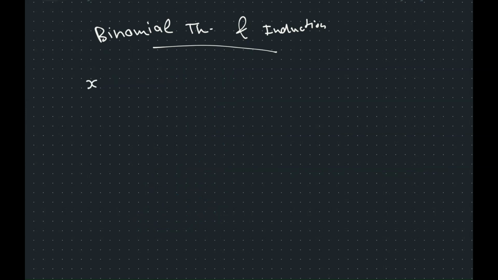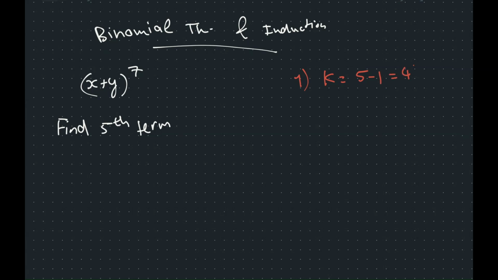If we have x plus y to the power of 7, and we are told to find, for example, maybe the fifth term. How do we do it? The first step is to define a variable, for example, k. And k is equal to the term itself minus 1. So k is equal to 5 minus 1, which is 4. So this is what we are going to use.